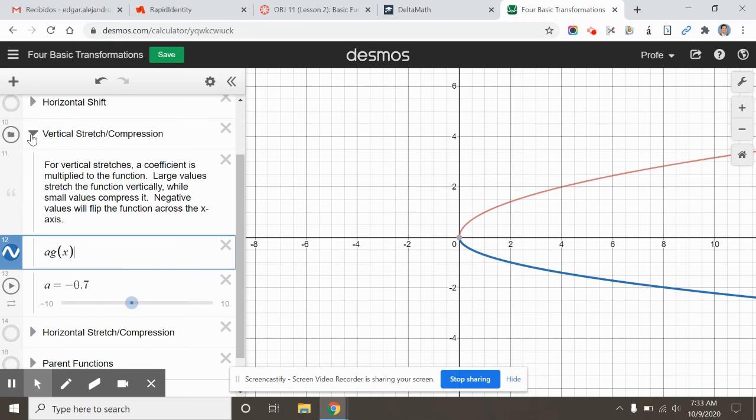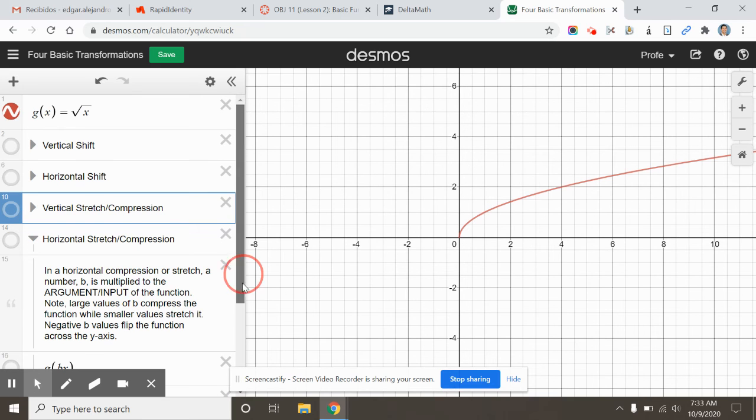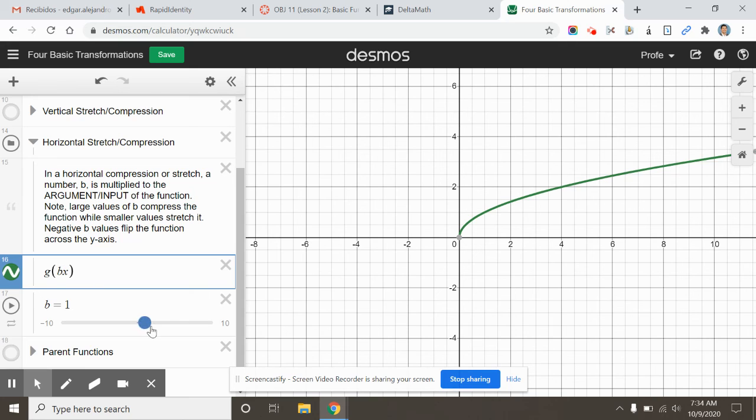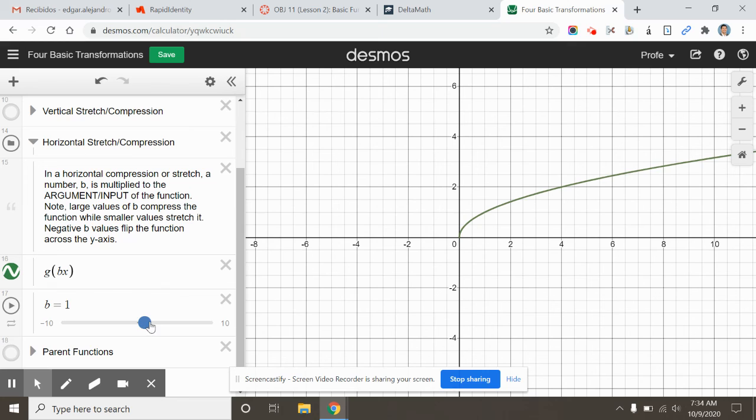Okay, and finishing up with a horizontal stretch. A horizontal stretch or compression occurs when you multiply a number to the input, to the argument. So you need to be able to tell the difference. Is your value being multiplied to the whole function or just to the input? Here's a b value of 1, in other words, the original function. But check out a b value of negative 1. A b value of negative 1 would completely flip this function across the y-axis.